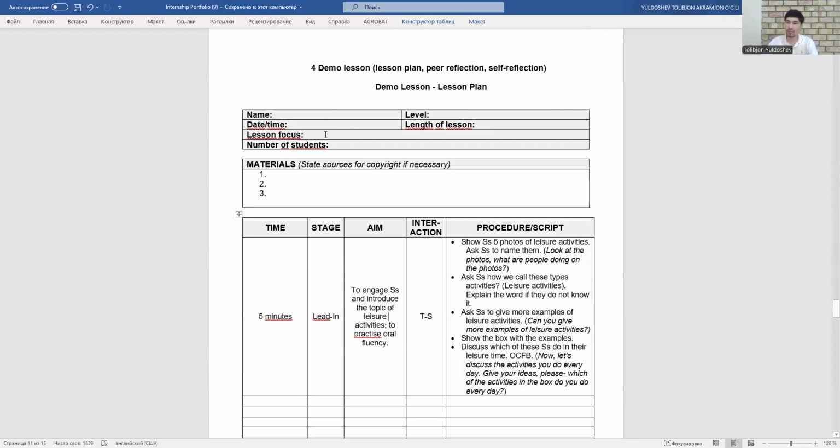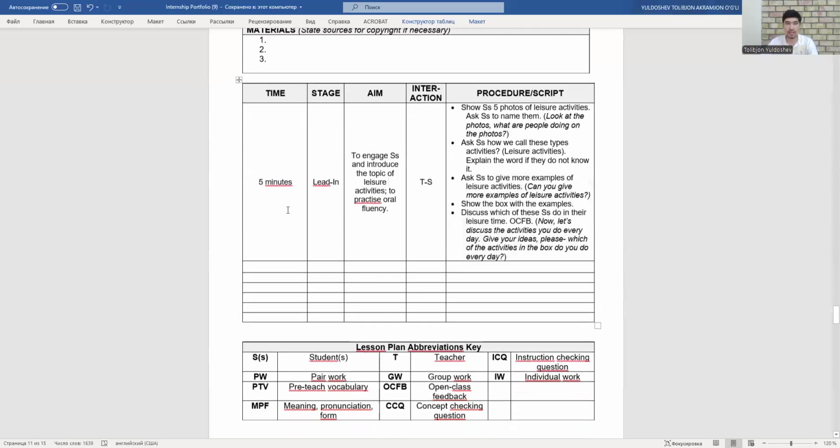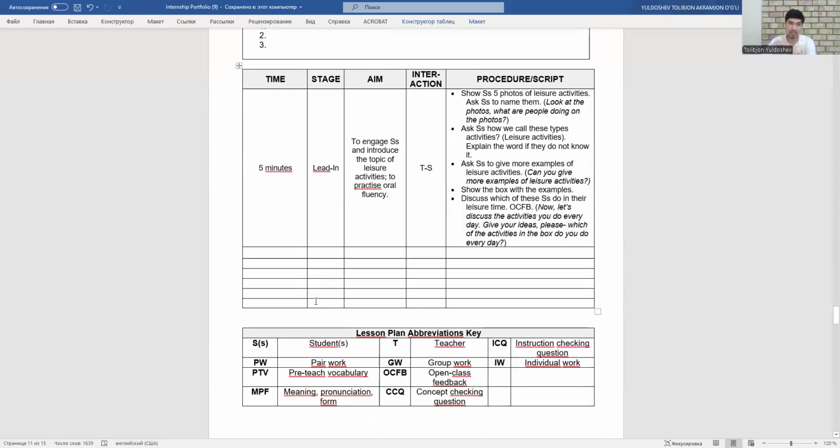What's the lesson focus you are going to have? Like listening, reading, writing, what is the number of students, what kind of materials you need, and you need to write each stage, time, aims, interaction patterns, and the procedure. So it's better to do this one on a computer, because if you print this one out this way, you cannot write your information here. So it's better to do it on computer and print it out.